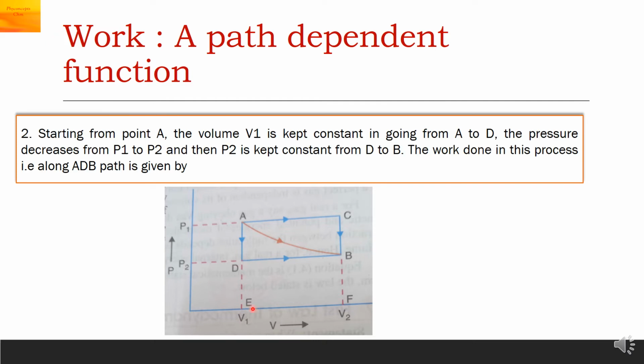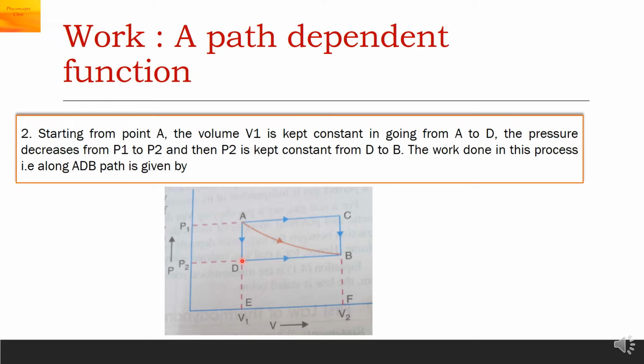Now we will consider the second path. We'll start again from point A. The volume V1 is kept constant and the system is going from this state A to D. As the volume is constant, no work is done here. Then the pressure is decreasing from P1 to P2.